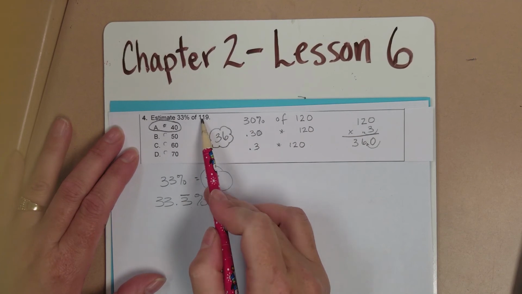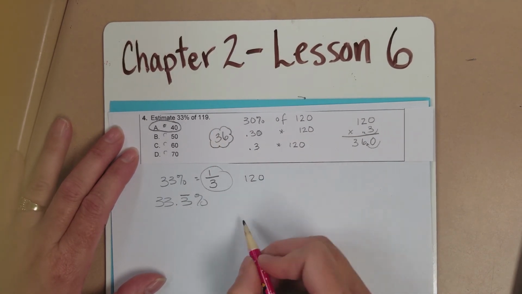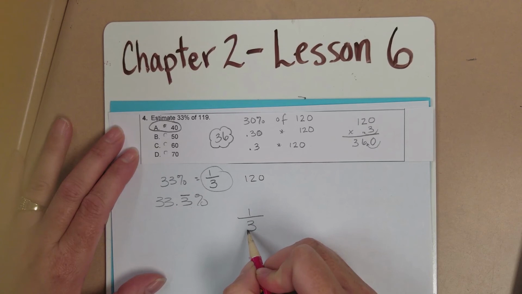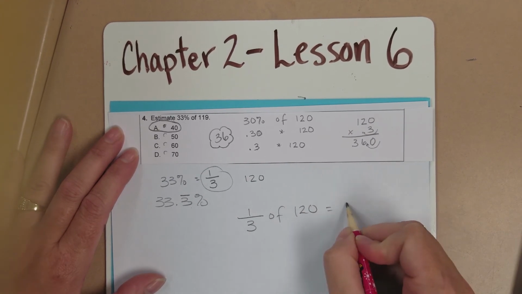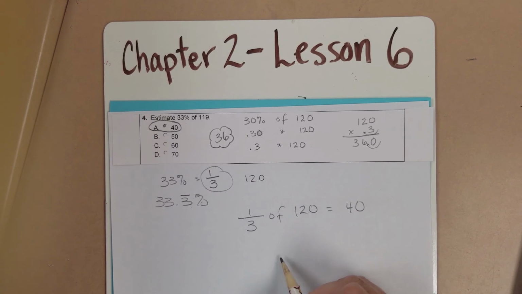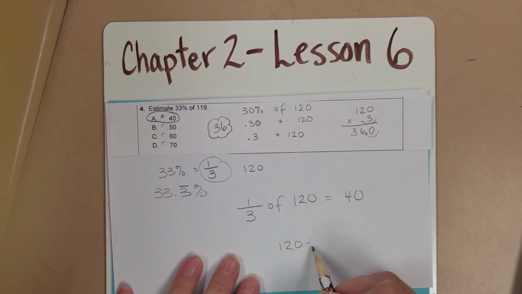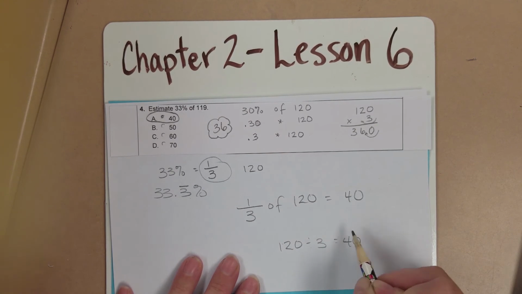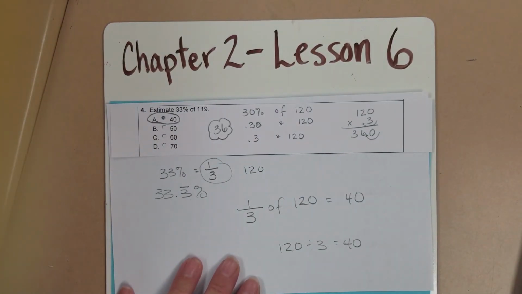Now, we still are going to change 119 to 120. So we have to say, what's 1/3 of 120? And that's 40, okay? So if you were to basically divide 120 divided by 3, you would get 40. And that's where they got their answer of A, 40.